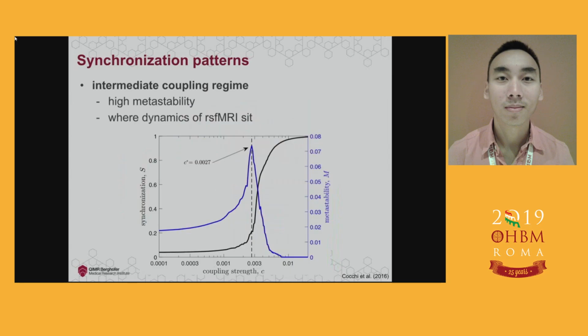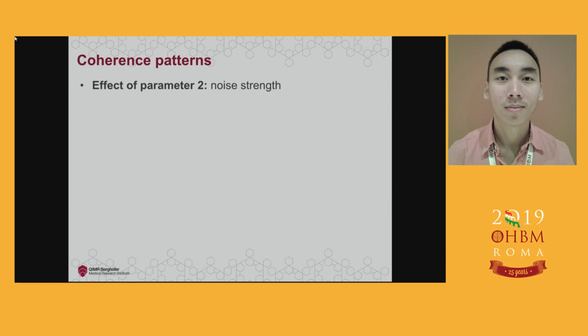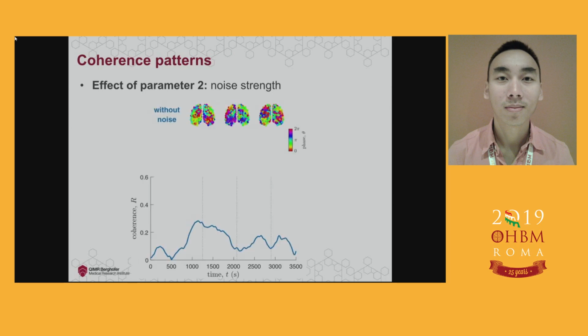Now, the intermediate region is very important because if you match the model to functional connectivity, you see that the coupling strength sits in the middle, in that peak region where we measure the variability of synchronization across time. And we see that there's a peak that represents a sort of criticality where the brain sits. So we use that coupling strength to observe how perturbation affects the synchronization patterns.